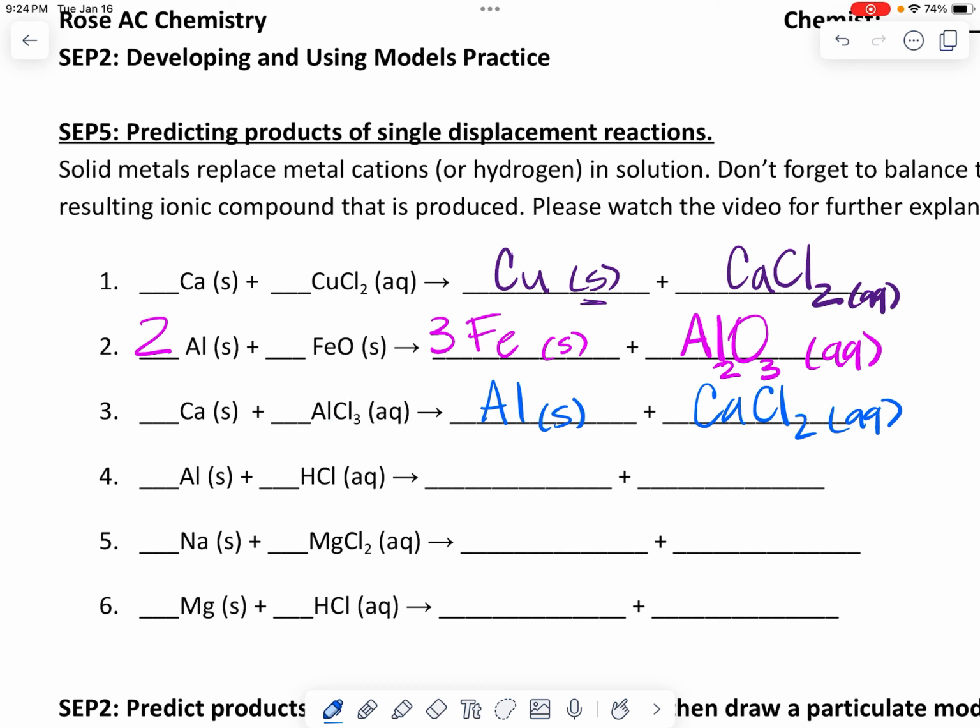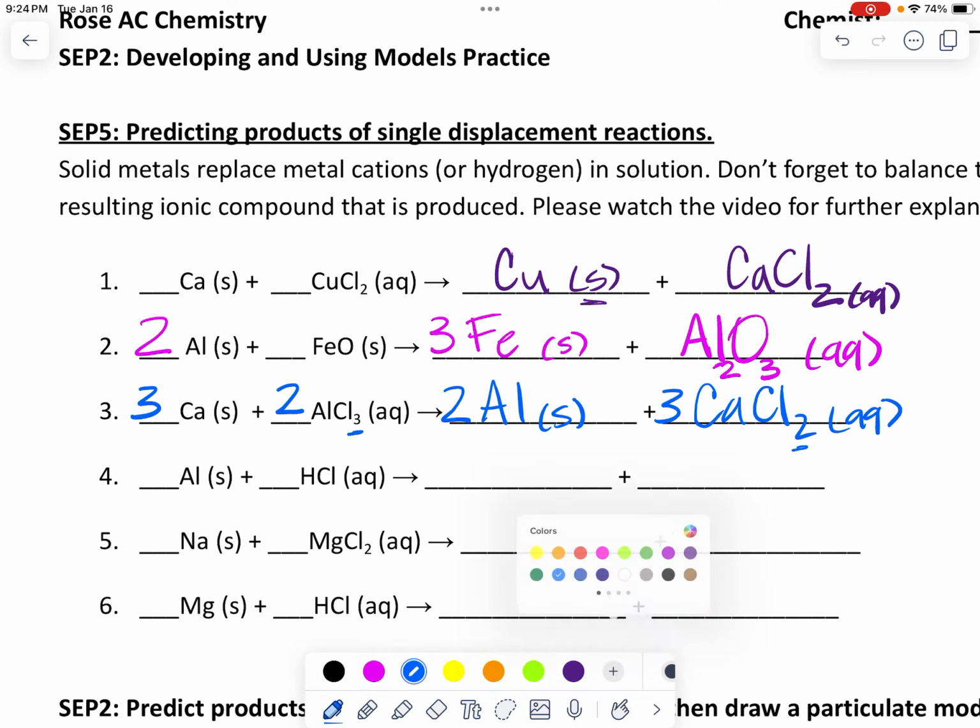And then it's time to balance the equation. 3 and 2 meet happily at 6 for my balancing, so I'm going to put a 2 here, 2 aluminum, 6 chlorines. I'm going to put a 3 here and a 3 here, 3 calcium, 6 chlorines on both sides. Okay, hopefully you're starting to get the hang of it. I will do at least one more. Maybe the last ones you can do on your own.